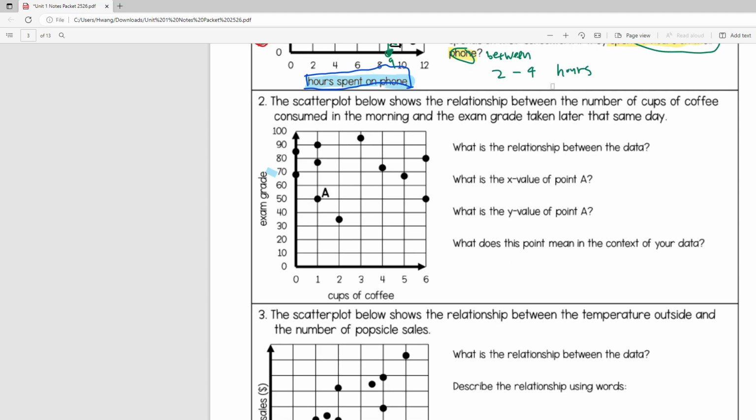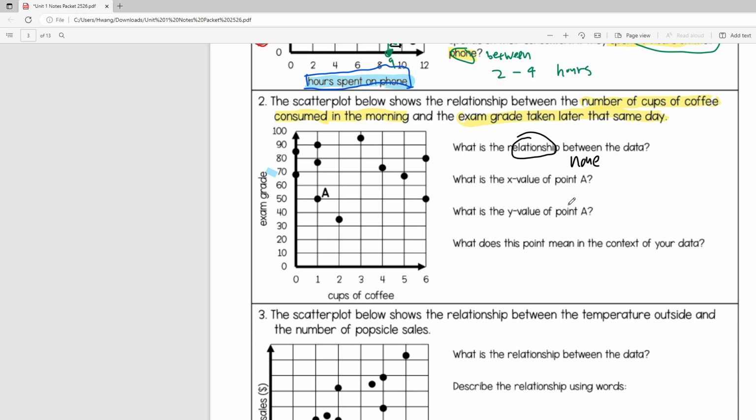Again, read the question. The scatter plot below shows the relationship between the number of cups of coffee consumed in the morning, and I have to highlight in the morning, and the exam grade taken later that same day. What is the relationship between this data? Look at the data and check if this is positive, negative, or no correlation. Here, the data is scattered everywhere, chaotic, therefore it has no correlation or none.